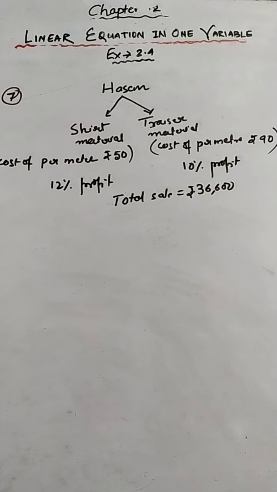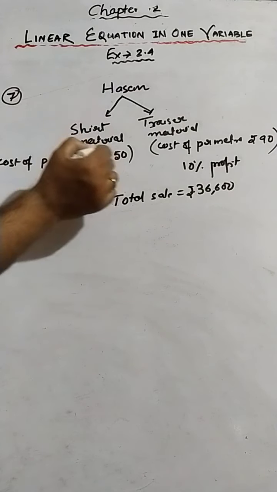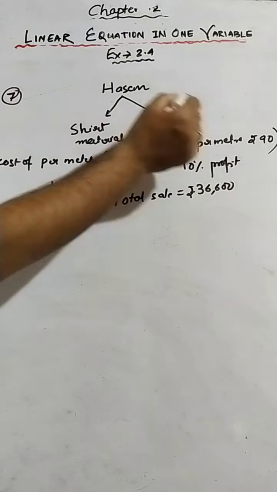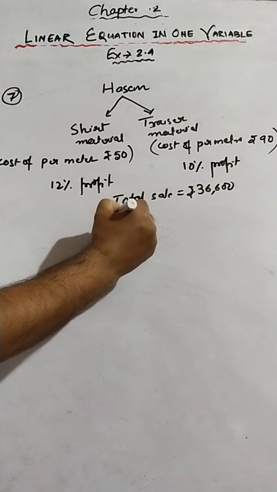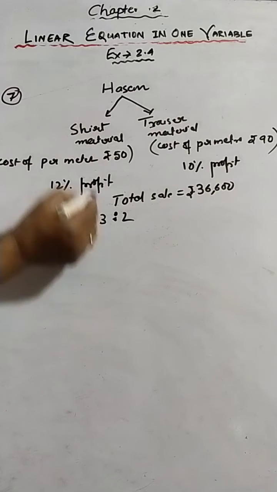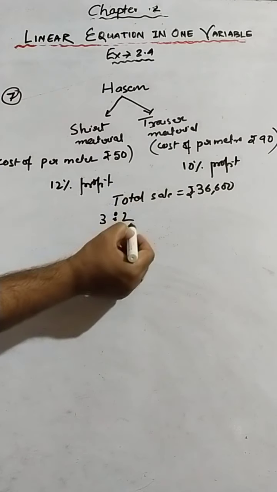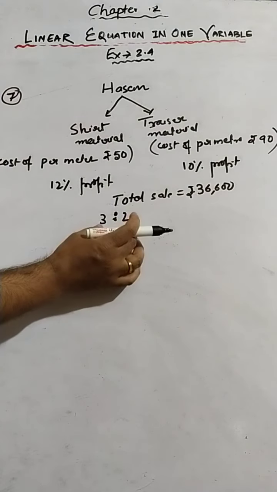And you have to also find, finally, how much trouser material did he buy, which we do not know. We do not know how much shirt material he bought. We do not know how much trouser material he has bought. But we only know that for every 3 meters of shirt material, he buys 2 meters of trouser material. That is, a ratio is given, 3:2. For every 3 meters of shirt material, he is buying 2 meters of trouser material. That is, the ratio is given 3:2.